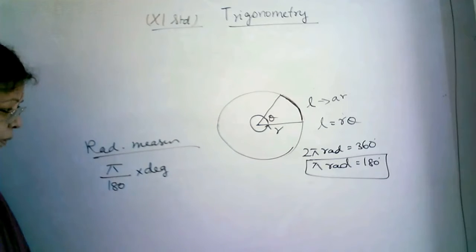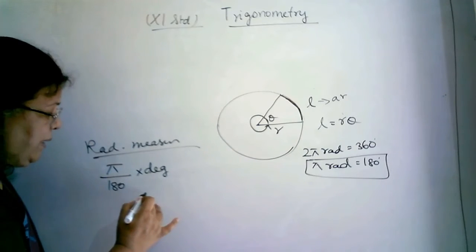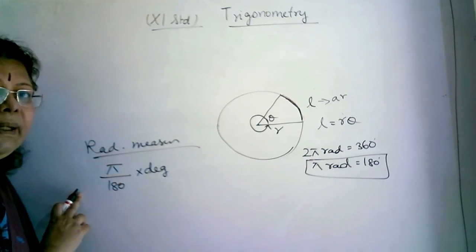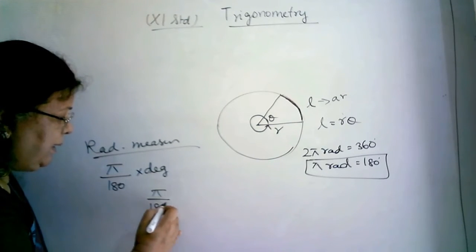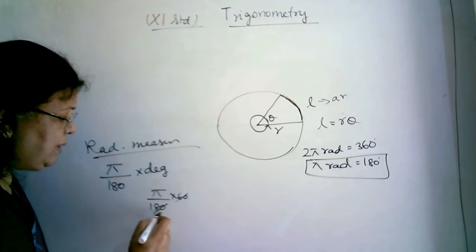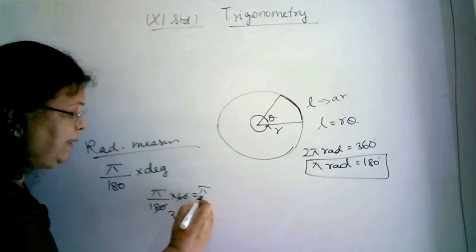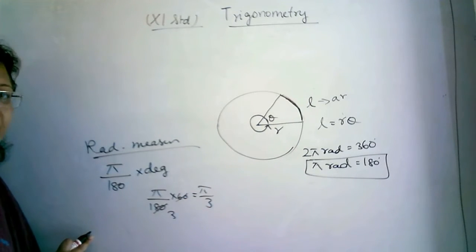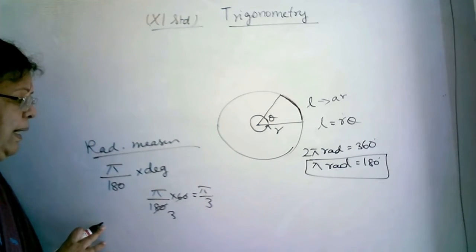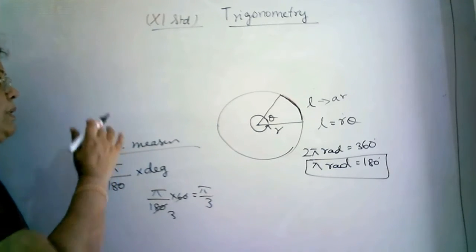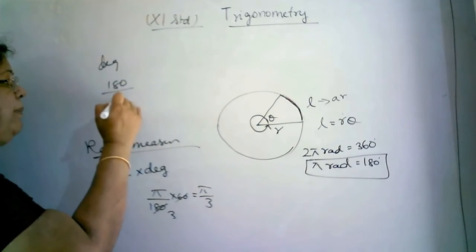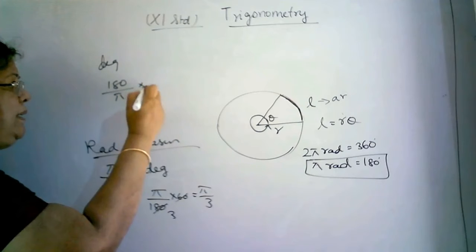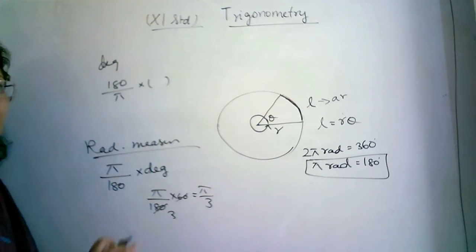For example, if you have 60 degrees and you want it in radian measurement, then it is pi by 180 into 60 degrees. So this is pi by 3 radians. Suppose they are asking for the degree measurement, then it is the opposite: 180 divided by pi into the radians you have.